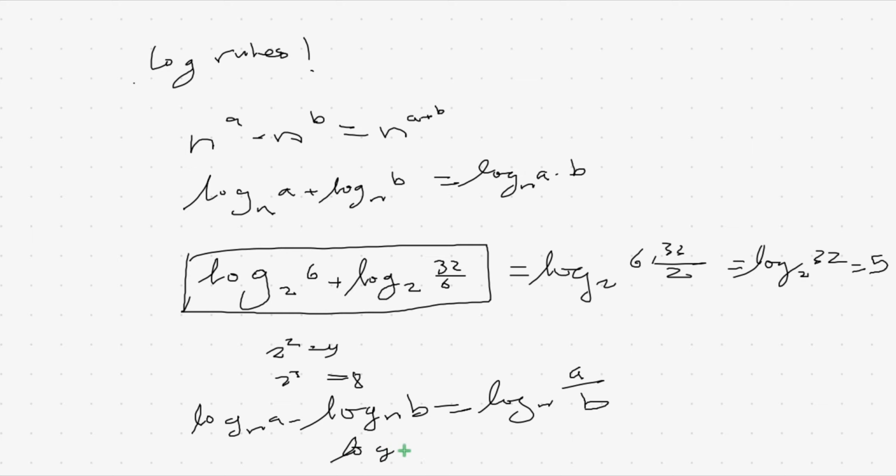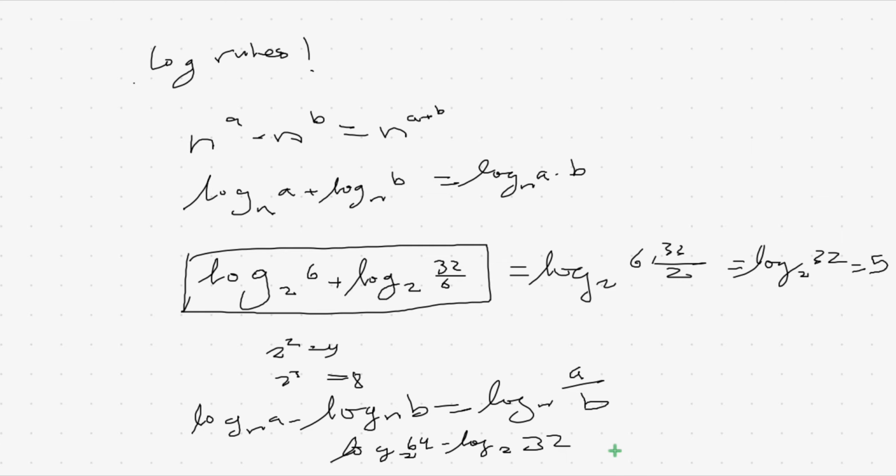Log base 2 of 64 minus log base 2 of 32. Now we can solve this without using the logarithm rule. So this is just 6 minus 5, so that's just 1. But we can also use the logarithm rule.